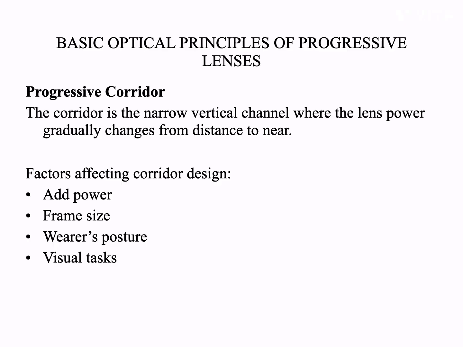Now let's discuss the basic optical principle of progressive lenses. The progressive corridor is a narrow vertical channel where the lens power gradually changes from distance to near. What are the factors that affect the corridor design? Number one, add power. Number two, frame size. Number three, wearer posture. And number four, visual task.